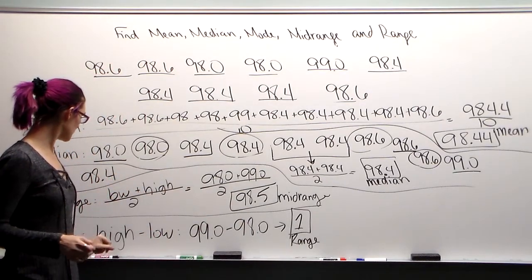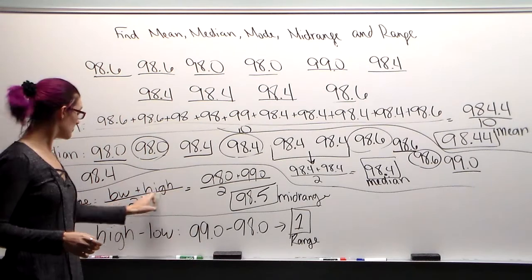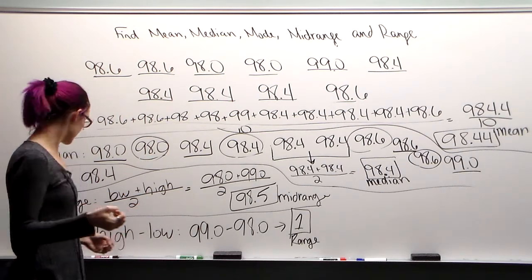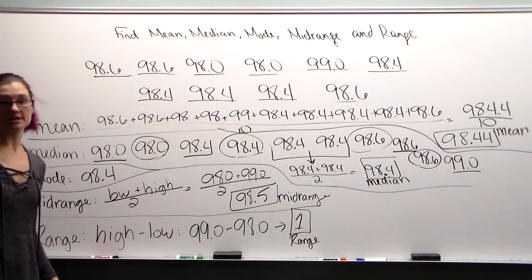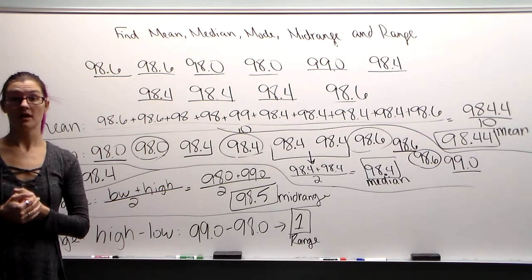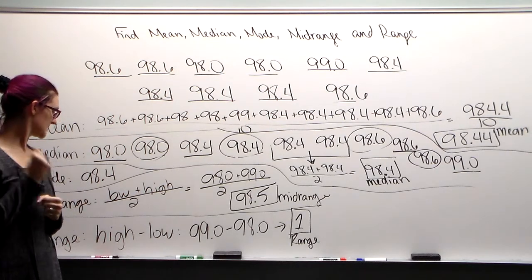Which number appeared the most? Mid-range is low plus high divided by 2, so add, you're just averaging the lowest and the highest. And the range is high minus low. Okay? So those are the most common types of data collections.